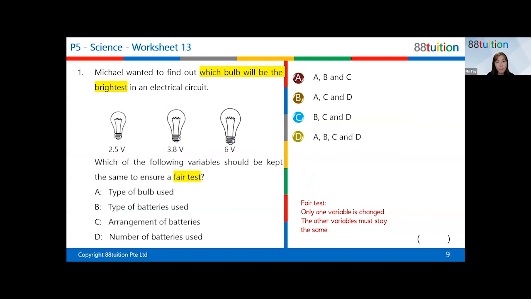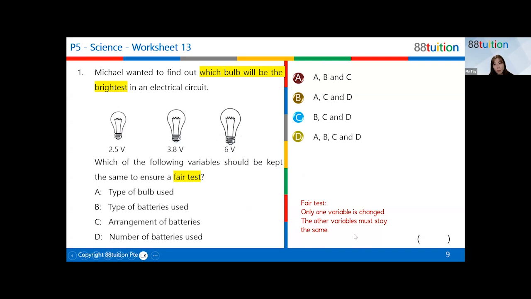Okay, Michael wanted to find out something about the brightness of the light bulb, right? So he is going to see over here, there are 3 different bulbs. Okay, he wants to know which one is going to be the brightest in an electrical circuit. So which of the following variables should he keep the same in order to ensure a fair test?